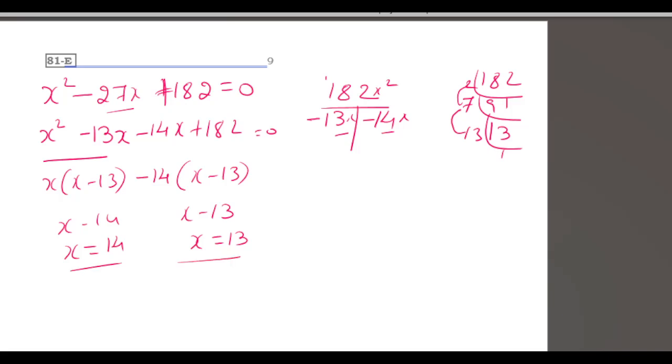x is equal to 13 and x is equal to 14 are the two numbers, the sum of the two numbers and the product of the two numbers. I think you understand this concept.